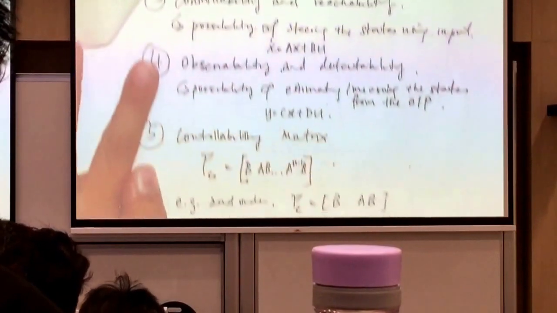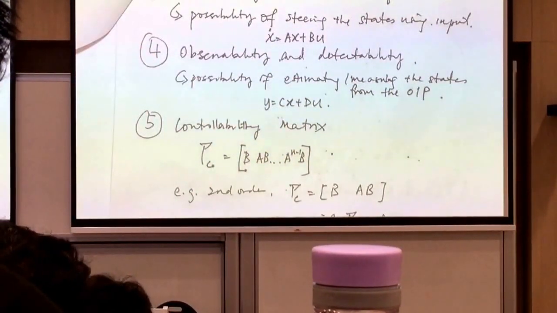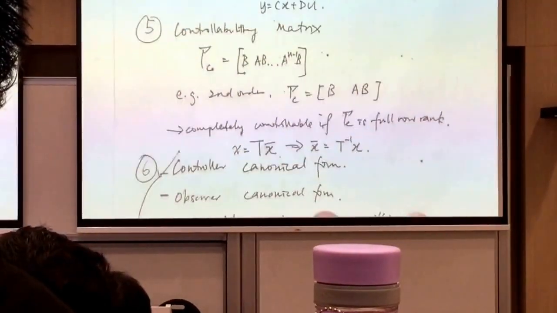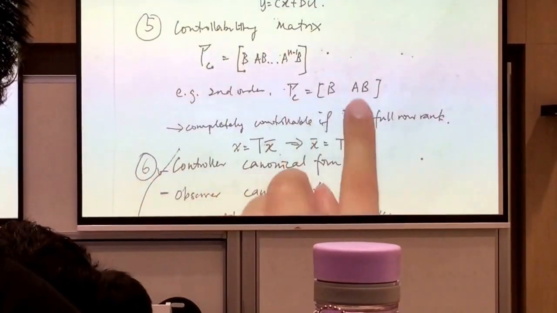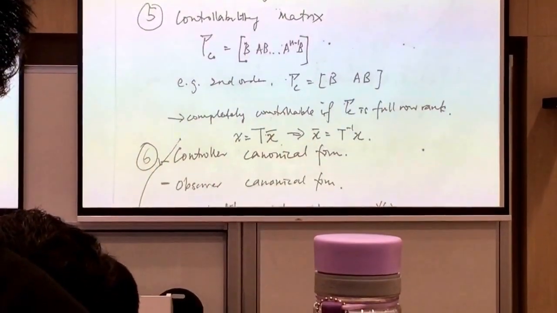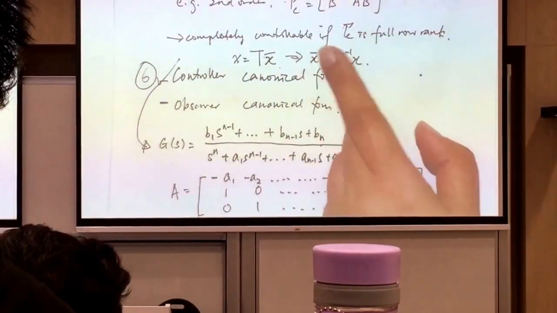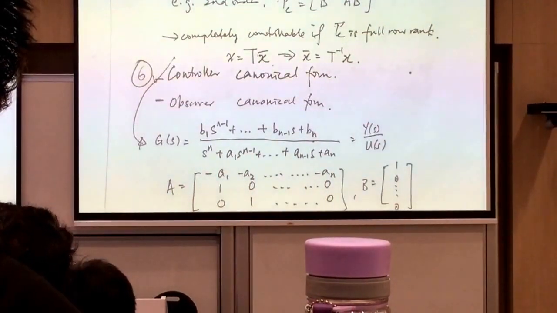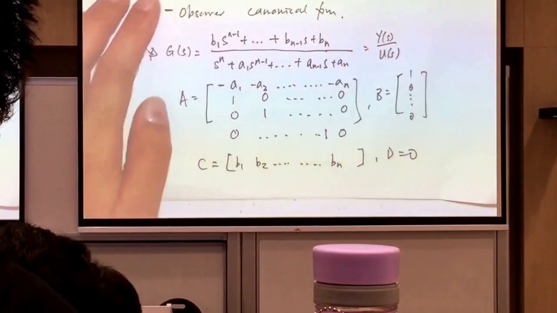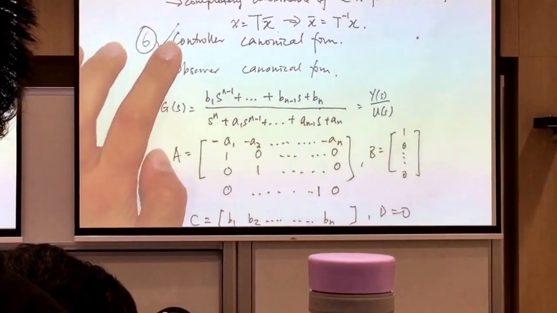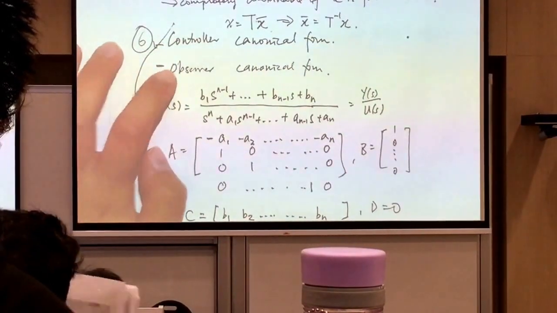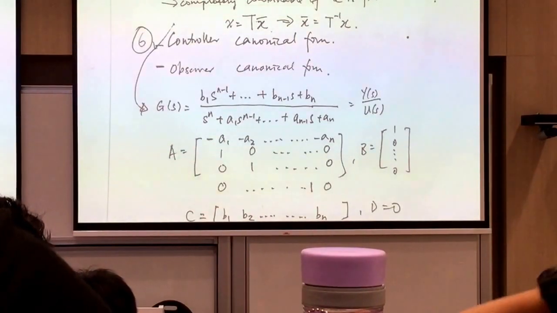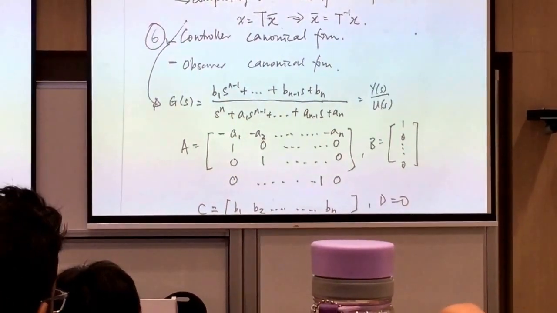The other thing is the definition of controllability, reachability, observability, detectability. We emphasized this last lecture. When we talk about the controllability matrix, gamma C, B, AB, all the way to A to the power n minus 1 B, we said that it's completely controllable if your controllability matrix is full row rank, meaning the rows are independent. We have two forms, controller canonical form and observer canonical form. To design a controller, you put the system into controller canonical form. To design an observer, you put the system into observer canonical form.